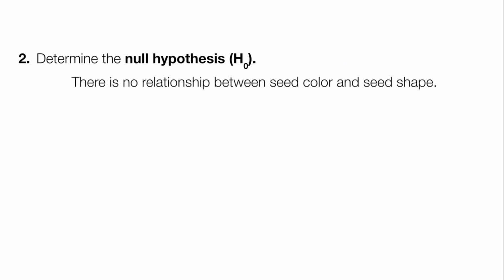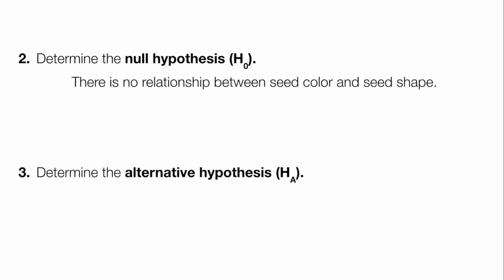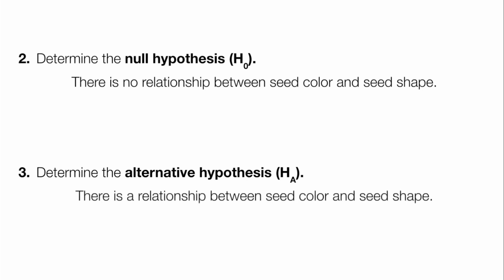The second step is we have to determine the null hypothesis for our experiment. And in this experiment, the null hypothesis is that there is no relationship between seed color and seed shape. Once we have the null, now we can determine the alternative hypothesis. And the one I will write is there is a relationship between seed color and seed shape. I think the biggest recommendation for writing null hypotheses and alternative hypotheses is keep it simple. Null is always that there is no relationship between the two variables, and alternative is that there is a relationship.